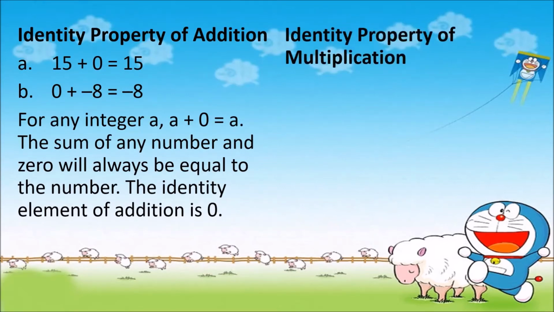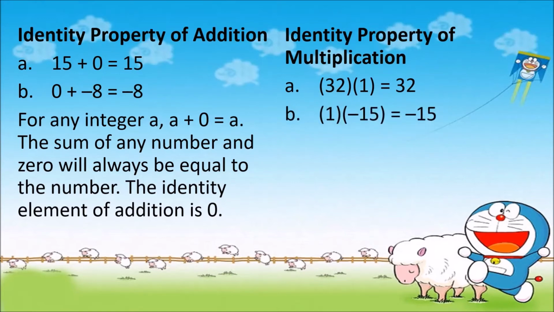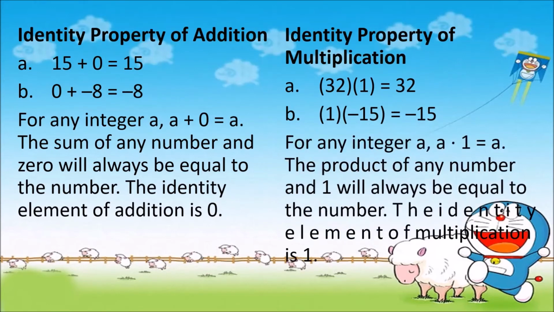The identity property of multiplication. So the product of 32 and 1 is equal to 32. And 1 times negative 15 is equal to negative 15. For any integer a, a times 1 is equal to a. The product of any number and 1 will always be equal to the number. And the identity element of multiplication is 1. So that is identity property of multiplication. So I hope po maliwanag po ang tinatawag nating identity property of addition and identity property of multiplication.